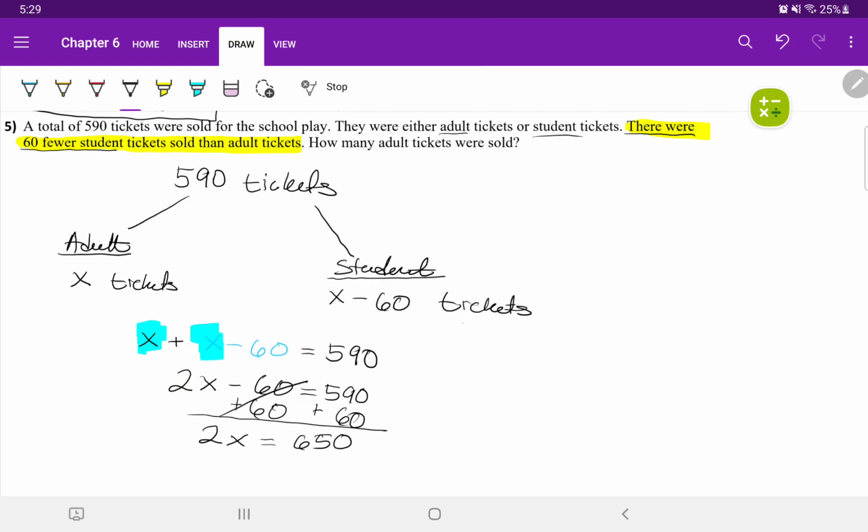Next, to get X by itself, and I'm sorry if I'm writing slanted, we're going to divide both sides by 2. The 2s simplify each other out. X is equal to 325. Once you get the value of X, plug it into the original. X is 325, so 325 goes here. Plug that in. 325 minus 60 is 265.